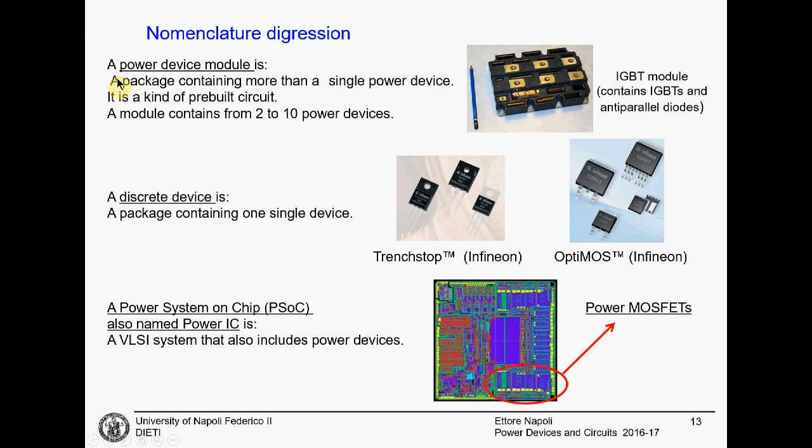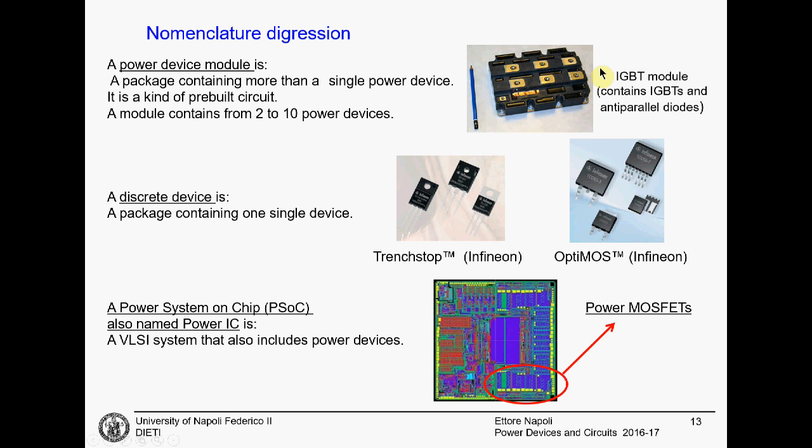When I say power device module, I mean a package, a container that contains more than a single power device. It is a module. Let's say it's a circuit built in advance and put in a package, in a plastic container. A module usually contains from 2 to 10 power devices.